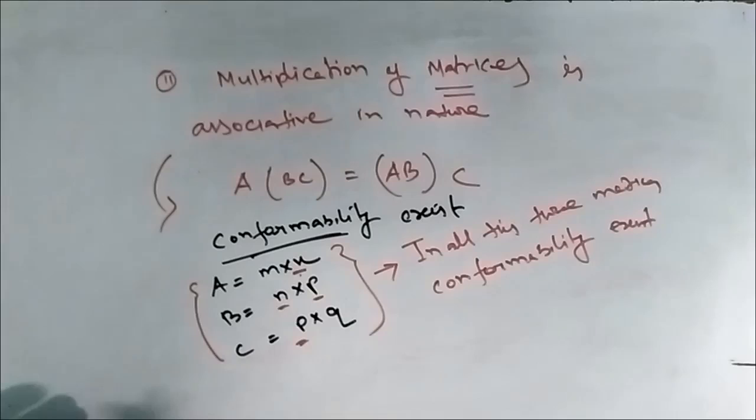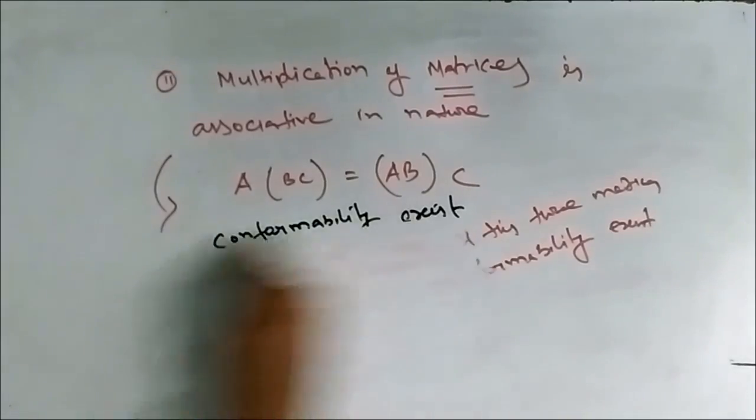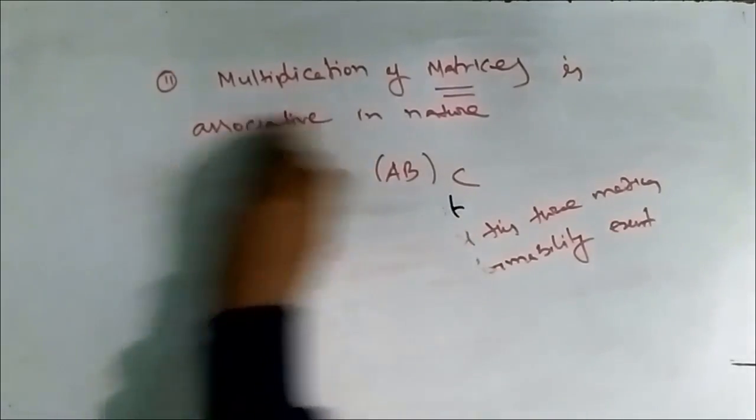So we have learned two important properties. First property is the matrix multiplication is not commutative, and second property is matrix multiplication is associative only when the conformability exists between all these three matrices. So guys, let's learn quickly about two more important things in matrix. First is trace of a matrix.